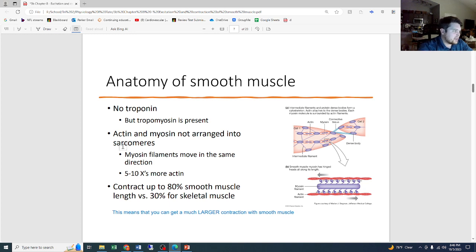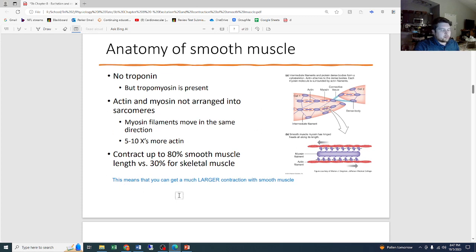And there's actually 5 to 10 times more actin in smooth muscle than there is in skeletal muscle. What this allows for is, I would call it, a deeper contraction. So it allows us to contract a lot further. Whereas in skeletal muscle, we can only really contract about 30% of the muscle length, we can contract up to 80% of our smooth muscle length. So you get a much larger contraction with smooth muscle. And we'll talk more about how that contraction is also different. It's really cool how smooth muscle works.